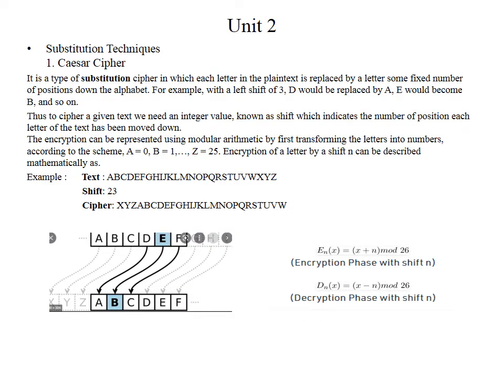This is the formula of the Caesar cipher: En(x) = (x + n) mod 26, encryption with a shift n. N is the number of shifts, maybe a shift of 3 to the left or a shift of 3 to the right. Here is one more example: these are the letters A to Z and the shift is 23 to the right, so this letter is replaced by X, Y, Z, and so on, A, B, C to W. Similarly for decryption, the formula is Dn(x) = (x - n) mod 26.